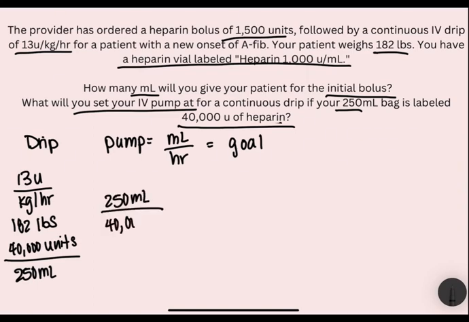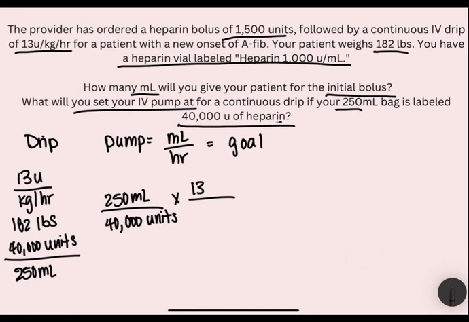So if we're looking for milliliters on the top and hours on the bottom, I'm going to start with my milliliters. So 250 mLs over 40,000 units. Now we have our units on the bottom, so I'll put my 13 units over my kilograms per hour. Units are crossed out, and our weight is in pounds. We need a conversion. So 1 kilogram over 2.2 pounds.